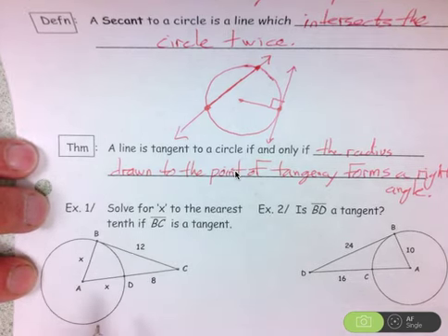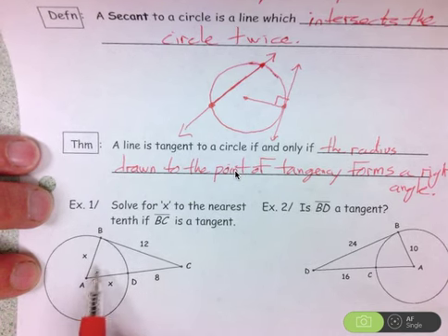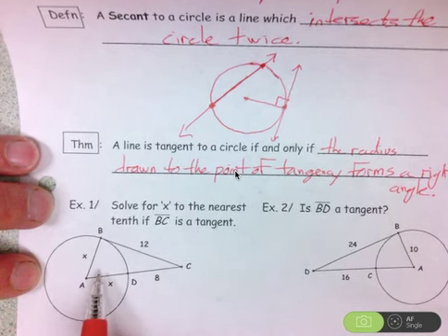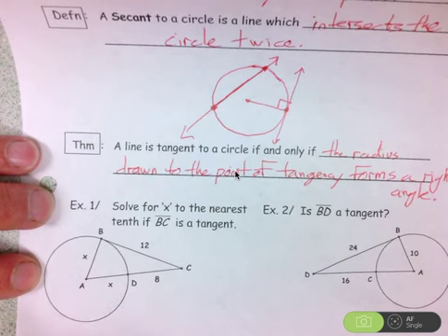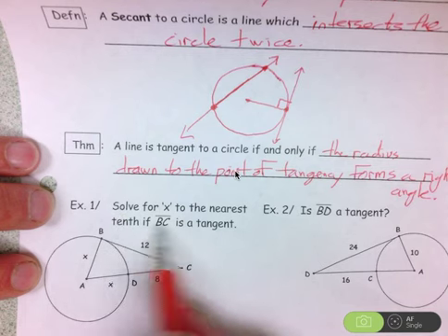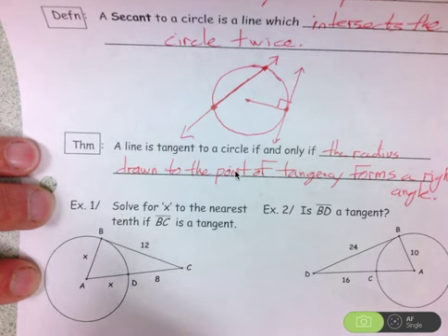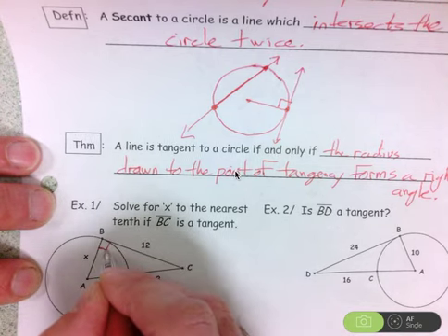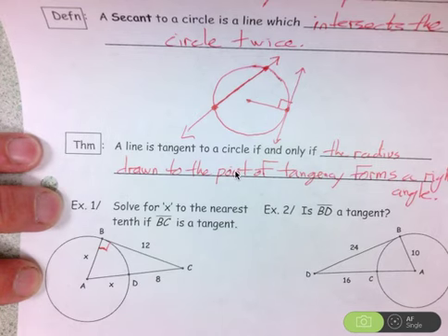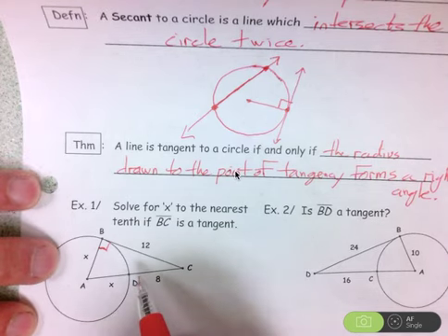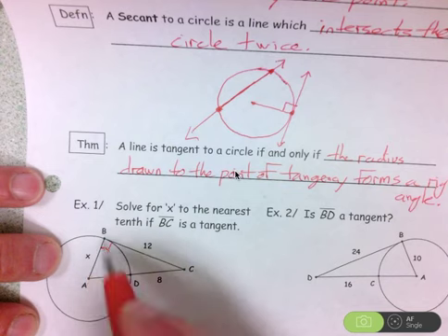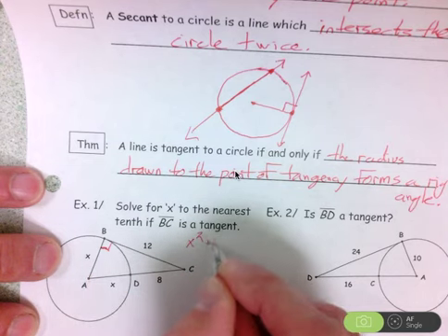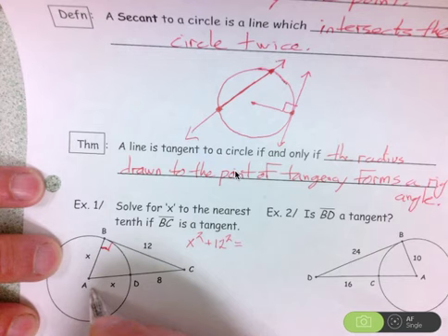So take a look. Here, solve for x to the nearest tenth if BC is a tangent. So we are assuming that BC is a tangent. So that means we've got a right angle here. So you're going to recognize this in just a second, but we can use the Pythagorean Theorem. So here are the legs. So x squared and 12 squared, those have to equal this quantity, x plus 8 squared.